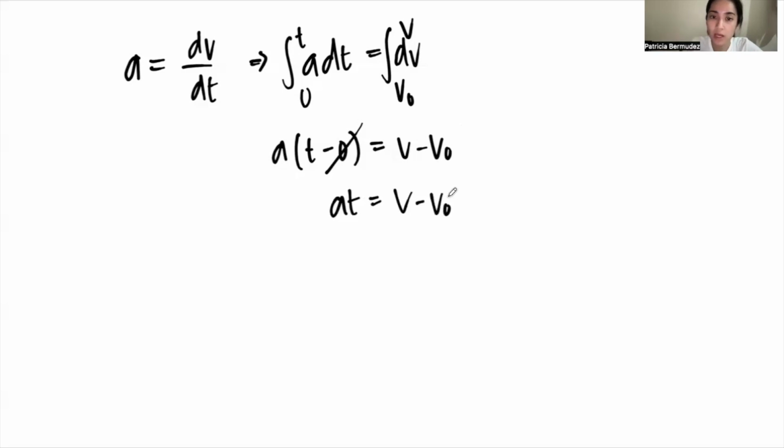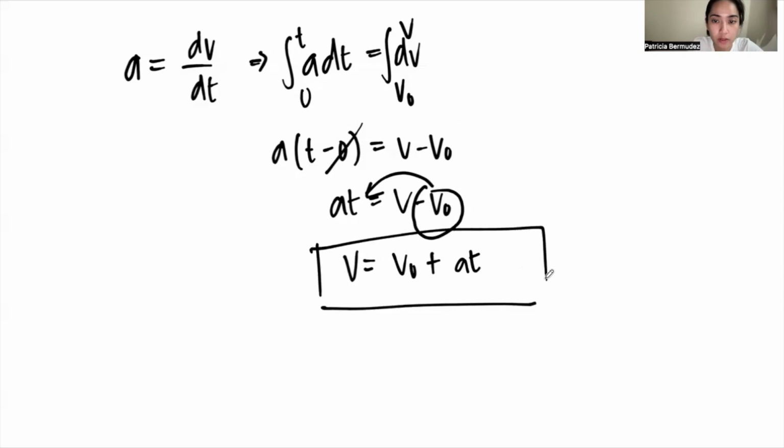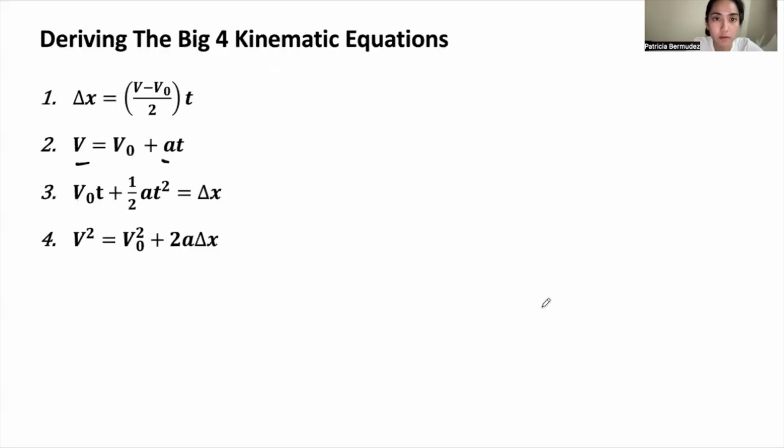If you want to make the final velocity the subject of the equation, we simply transpose this to the other side. Okay, so v is equal to v naught plus at. And that is our second equation in the big four kinematic equations. So we have checked this off the list, and this one as well. So let's deal with number 3.